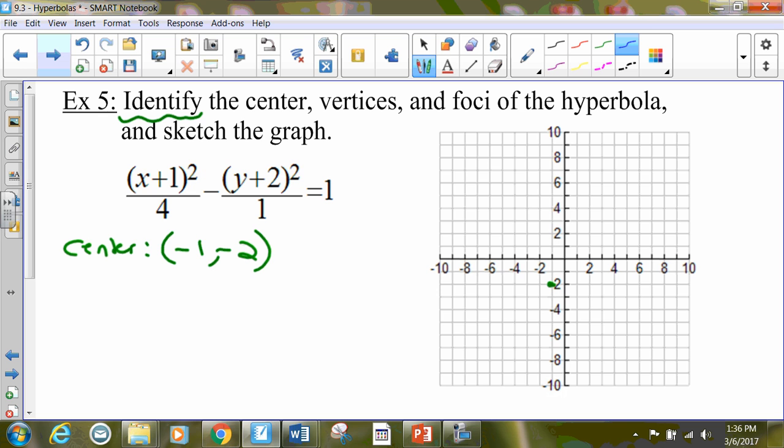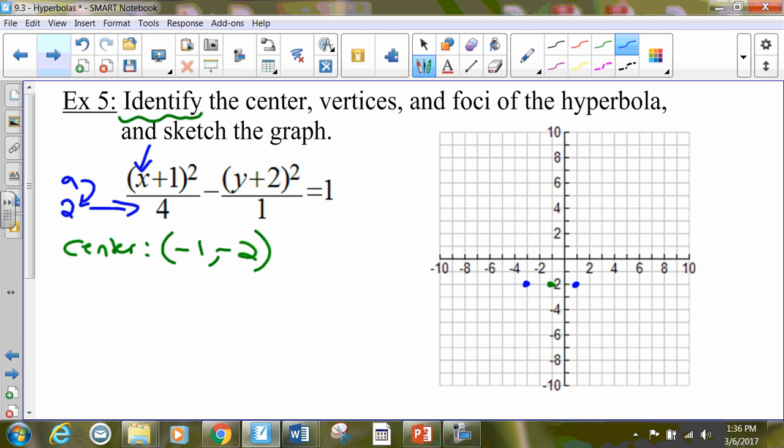4 tells me that the distance from my center to my vertex is 2. Should I go 2 to the right or 2 up? Which way am I going for my vertices? 2 to the right, thank you. So 2 to the right and 2 to the left, because my x is leading. I know my vertices are on the axis that's parallel to the x-axis.